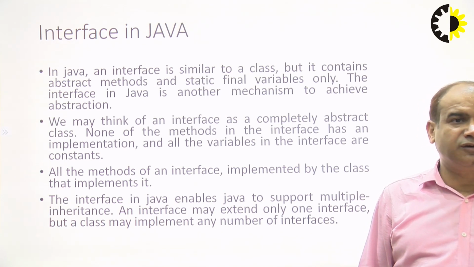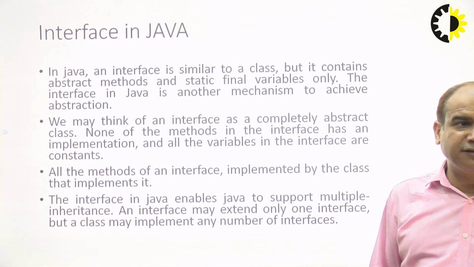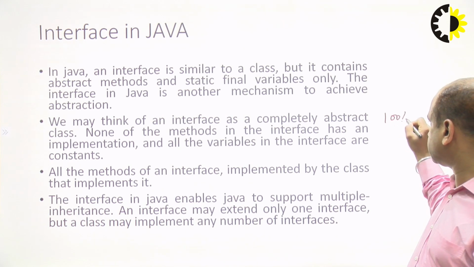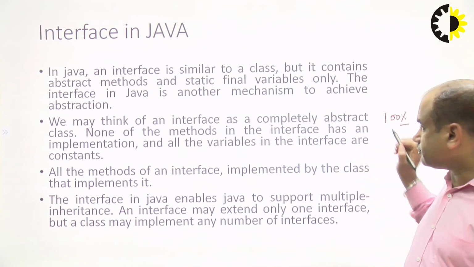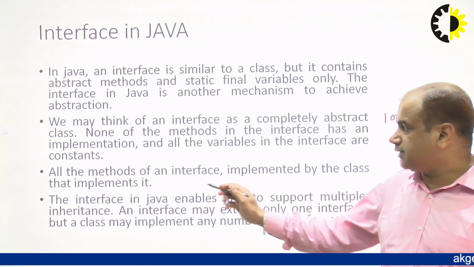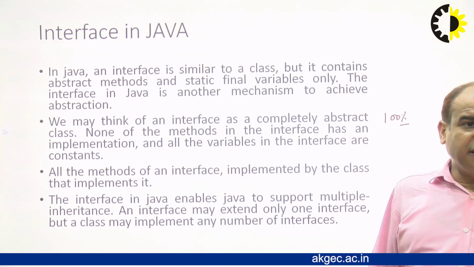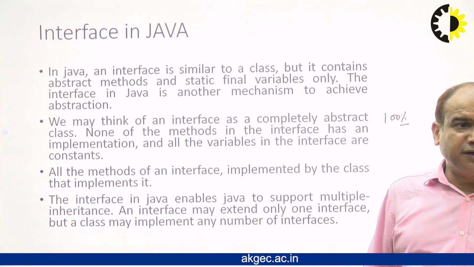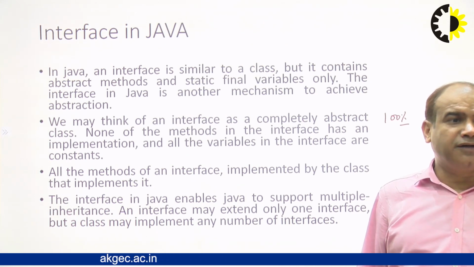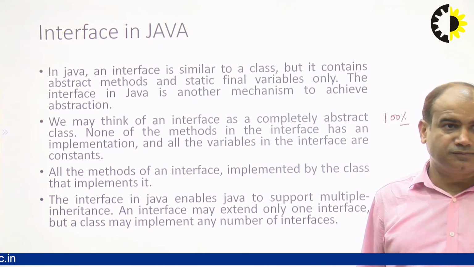None of the methods of an interface have implementation. All the variables in the interface are constants. I earlier told you it is a 100% abstract class. All the methods of the interface are implemented by the class that implements it. Also, the interface in Java enables Java to support multiple inheritance. An interface may extend only one interface, but a class can implement more than one interface.